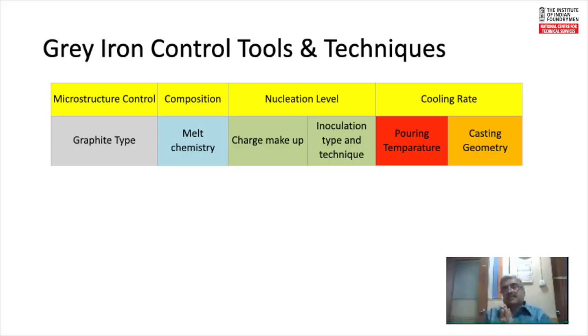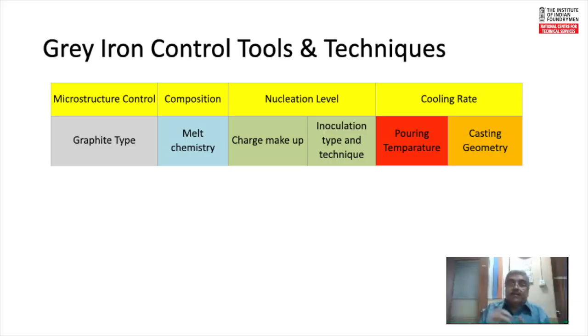Cooling rates. See, one factor which will have effect on cooling rate is your pouring temperature. Higher the pouring temperature, with everything else in terms of mold side remaining same, then because the differentials are larger, will have faster cooling, but bigger impact is of casting geometry. Thinner sections will, because of more rapid heat extraction, tend to cool faster than the thicker sections.